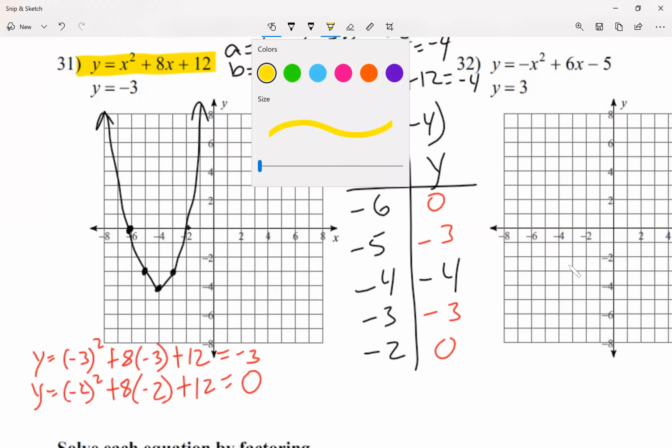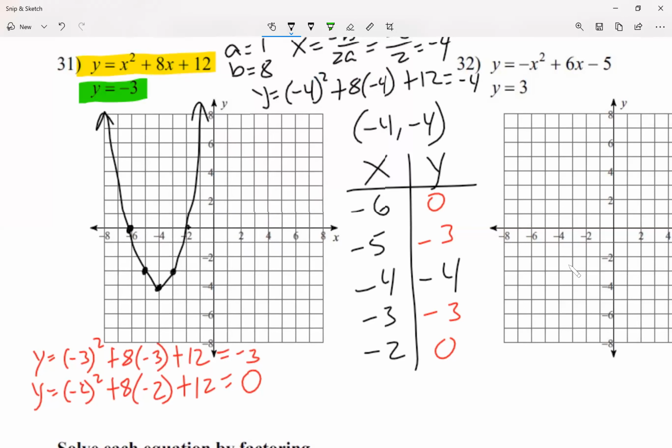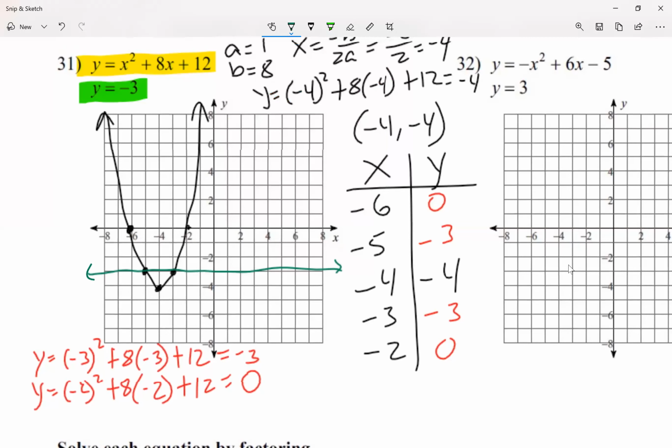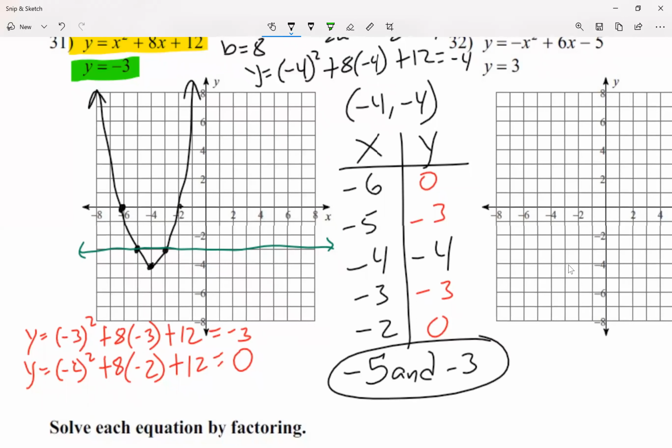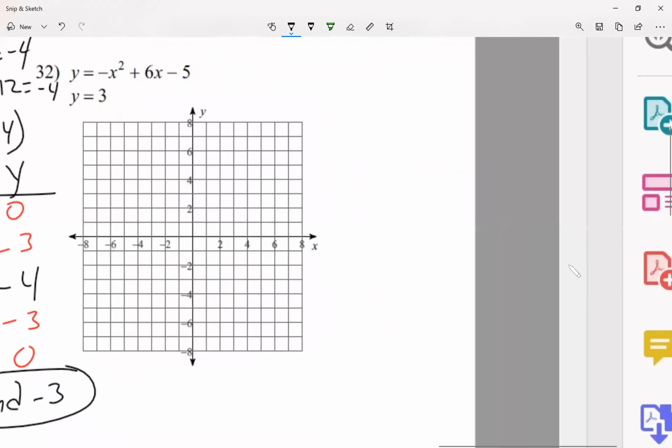My other equation, y is equal to -3. I'm thinking the x-axis is y equals 0. So y equals -3 goes below. So it's this one. The x value of the points where my two lines intersect are going to be -5 and -3. All right, lastly, let's take a look at question number 32.